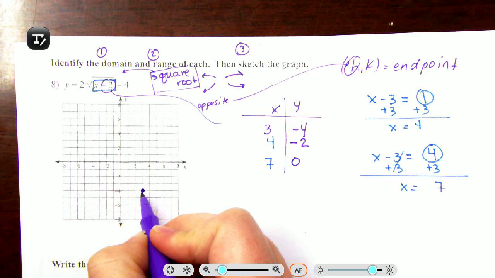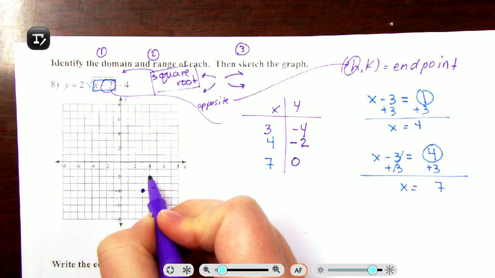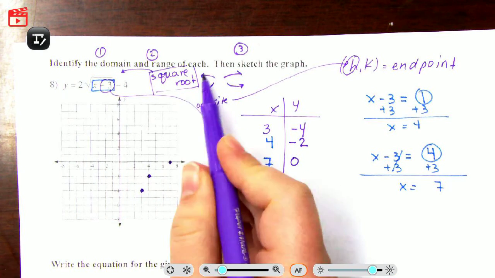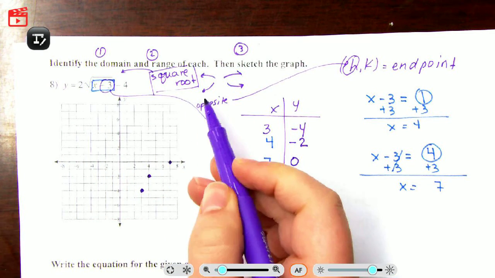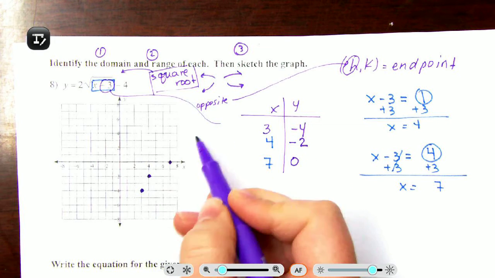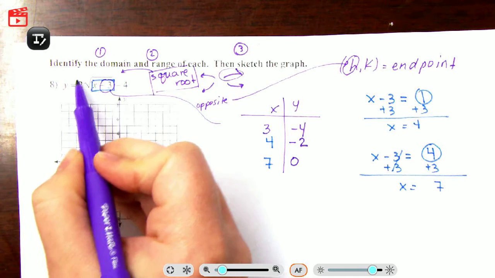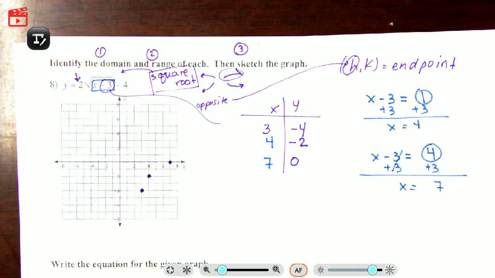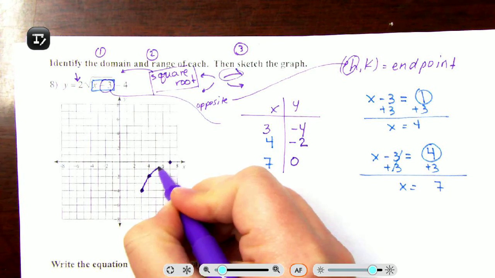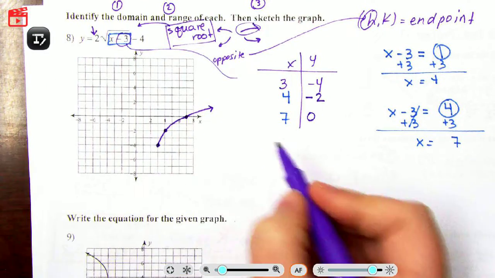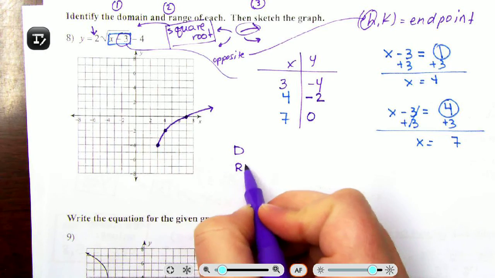All right, so we already graphed this one. 4 and negative 2, 7 and 0. Again, I'm looking at my little cheat sheet that I made myself, so I know it's going to be one of these. I'm guessing this one, but let's see here. I'm also looking at my A value. My A value is positive, so I know it's going to be an increasing function, so it's going to go up to infinity. So I'm going to curve it just like that. Once you have graphed it, to me, it's easier to identify the domain and range.